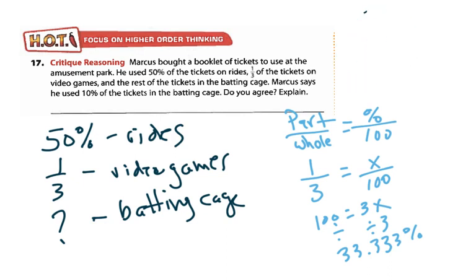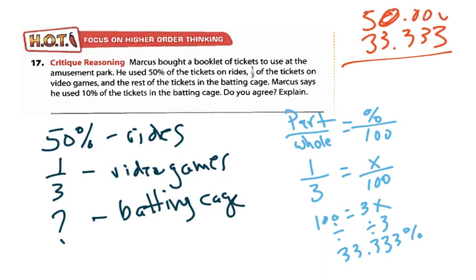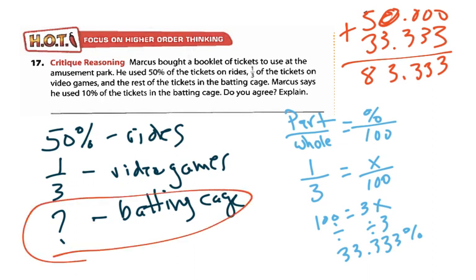Okay, so the entire whole of something equals 100%, right? So if he spent 50% on rides and then 33.3333% on the video games, I'm going to add that up. I get 83.333%. Well, I can tell now that Marcus is not correct. He cannot have only spent 10% on the batting cage, because if I add 10% here, I'm going to get 93.333, and it has to be 100%.